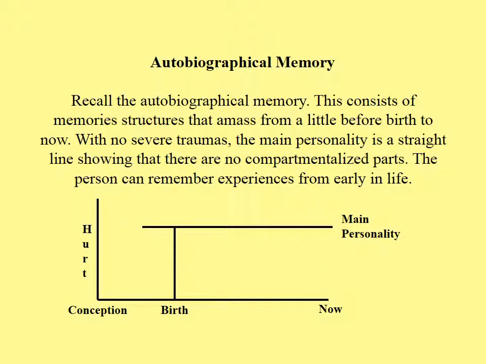Recall the autobiographical memory. This consists of memory structures that amass from a little before birth till now. The main personality is created from memories in the autobiographical memory. With no severe traumas, the main personality is a straight line showing that there are no compartmentalized parts. A person can remember experiences from early in life. You can recall dissociative memories if you present the right stimuli or use simple therapy interventions.